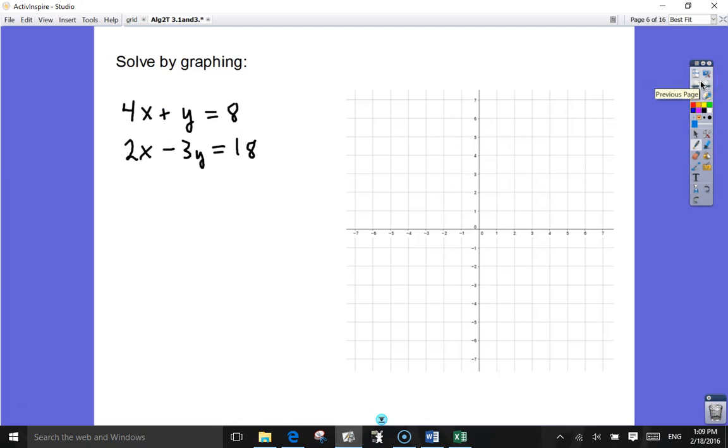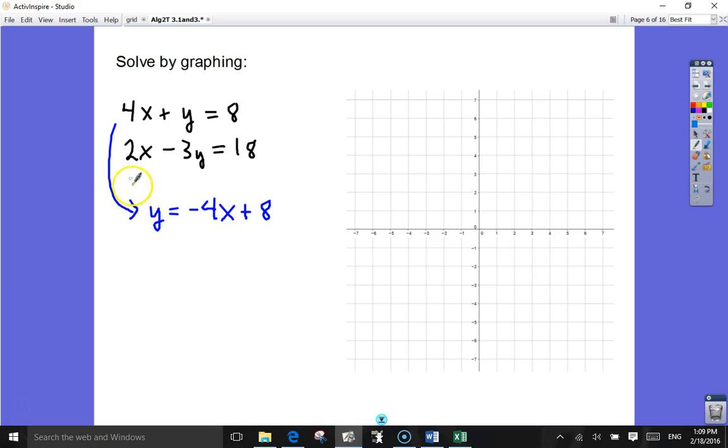So, solve by graphing. Here are two linear equations. Graph them. How would you graph those lines if I asked you to graph them, if your life depended on it? Solve for y. Okay, you could definitely do that. If you solve the first one for y, you would get y equals negative 4x plus 8.